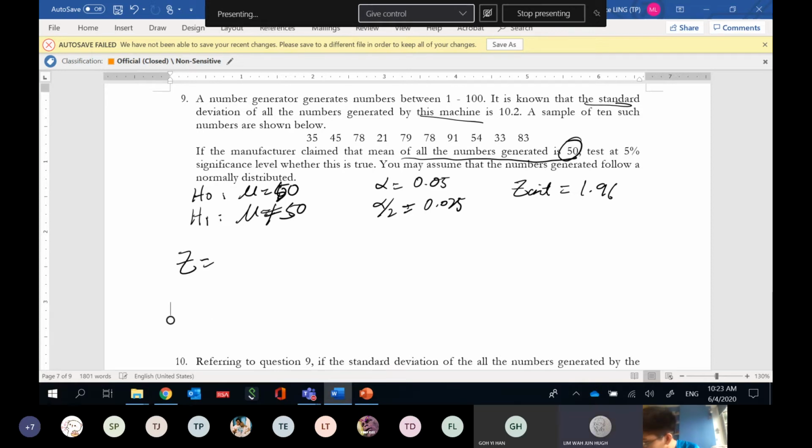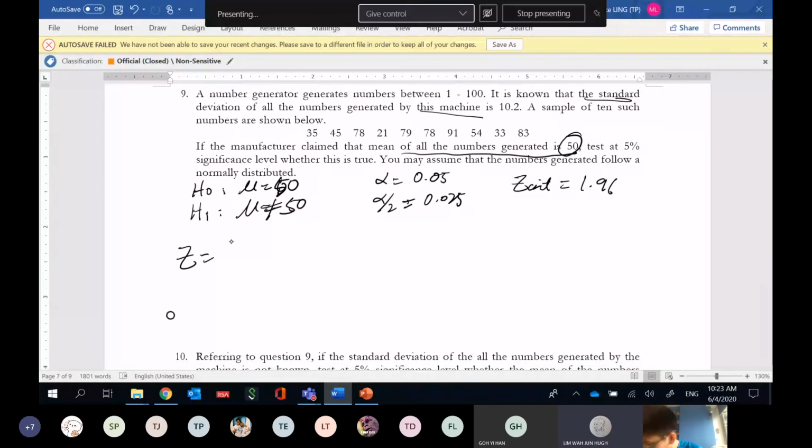So you calculate your z statistic. No, the z statistic, you calculate it out. It is the average minus mu, divided by the standard deviation over the square root of n. It's going to be about 9.51. How do you get that?